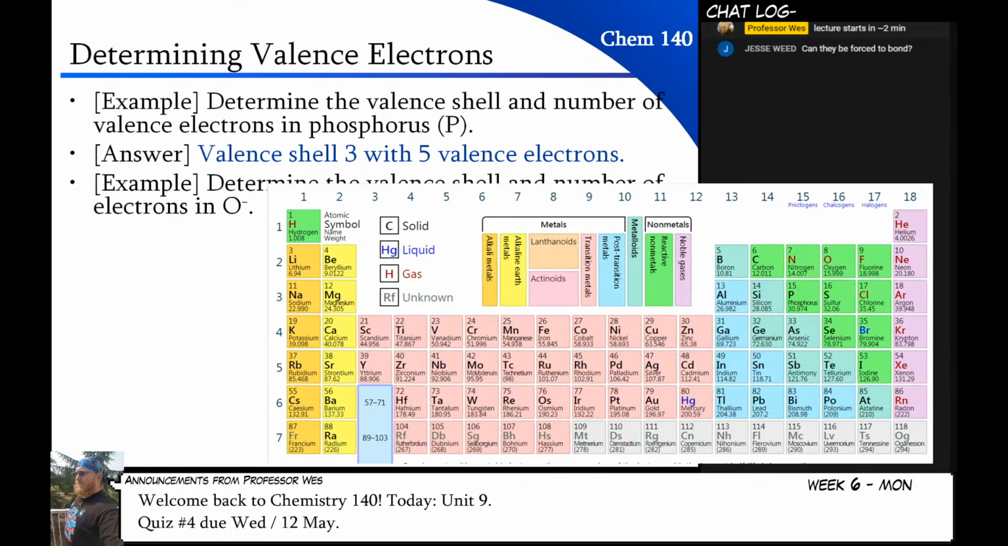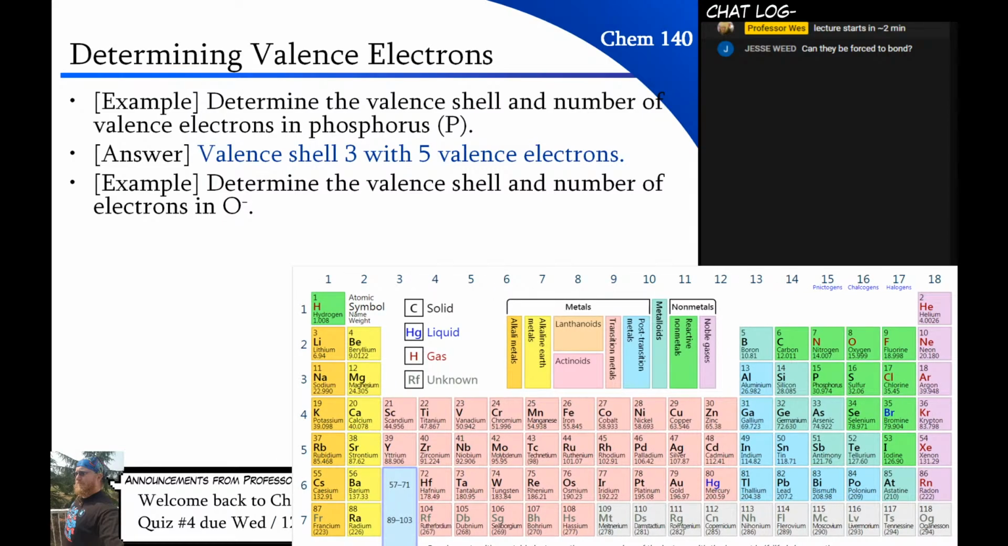All right, so now do the same thing for oxygen, but you're going to put a minus charge on it. Okay, well, let's find oxygen first. Here's oxygen. It's in period 2, so it would be valence shell 2. How many electrons does it have in the valence shell? Well, it's in group 16. The ones digit is 6, so it would have 6 valence electrons.